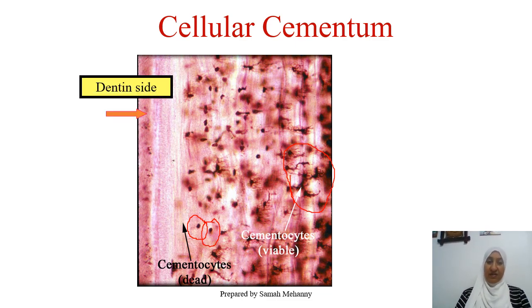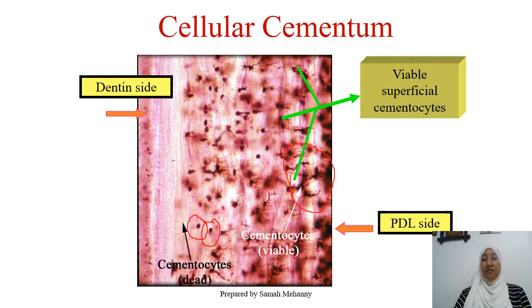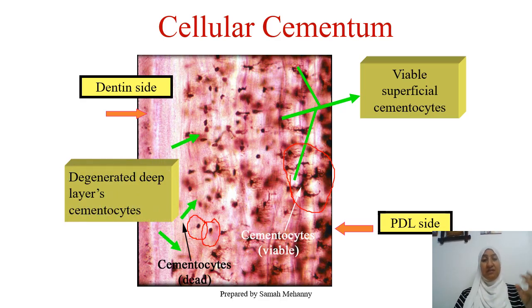This is the dentin side, of course, and this is the PDL side. Viable superficial cementocytes, while degenerated deep layer cementocytes, as you see here, have no processes.